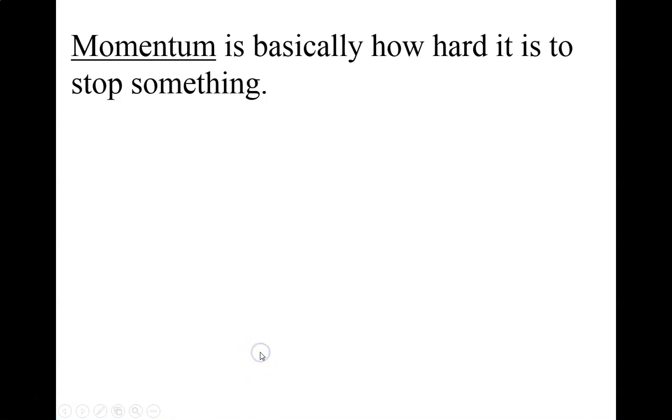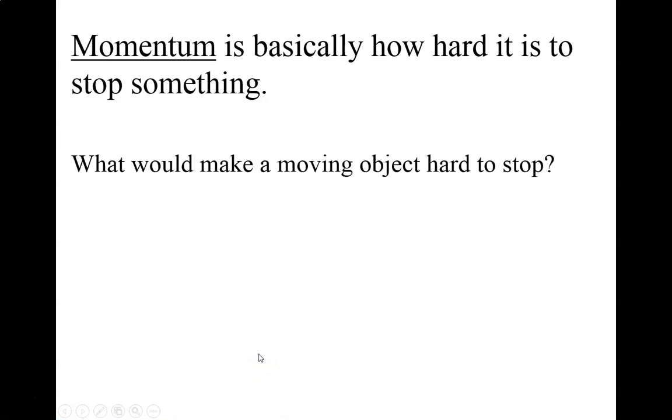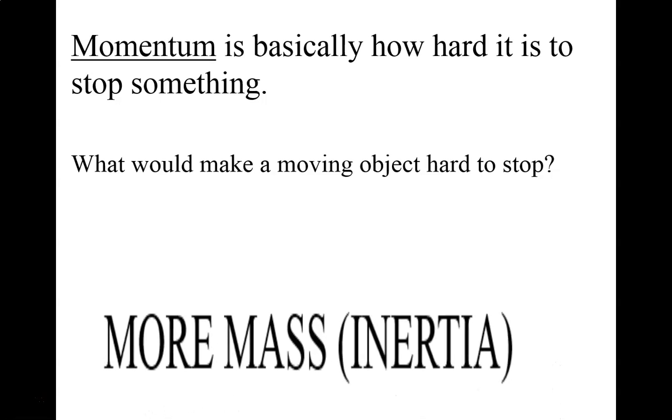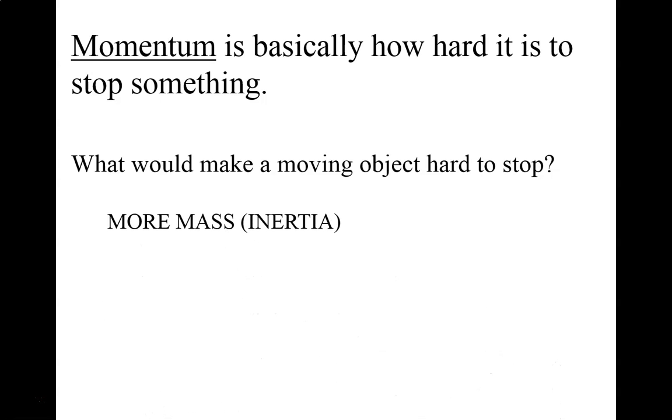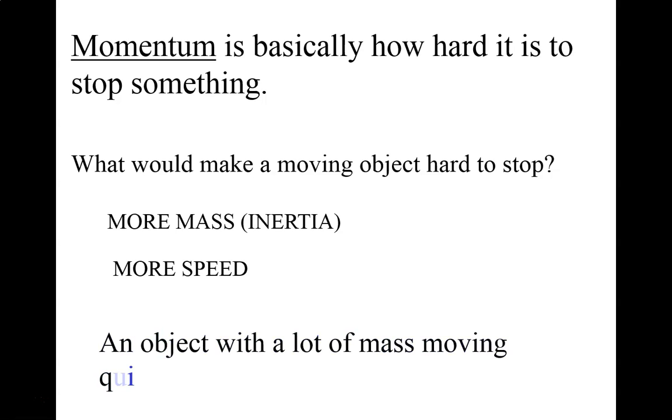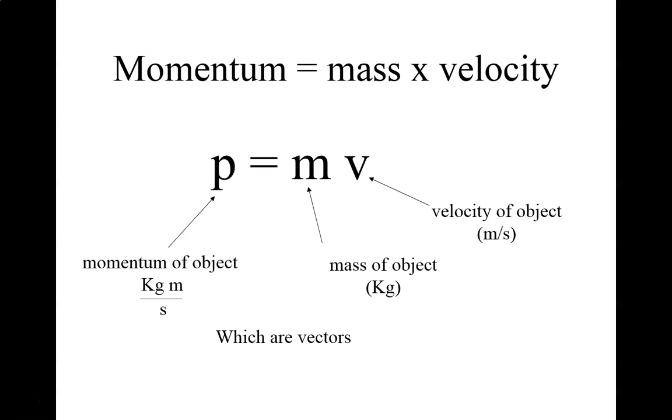So what would make an object really difficult to stop? Well, one, if it was moving quickly. The other is if it has a lot of mass or inertia. If you had a really massive object moving very quickly, it would be very difficult to stop, such as a railroad train. So an object with a lot of mass moving very quickly has a lot of momentum. Those are the things that go in our momentum equation.